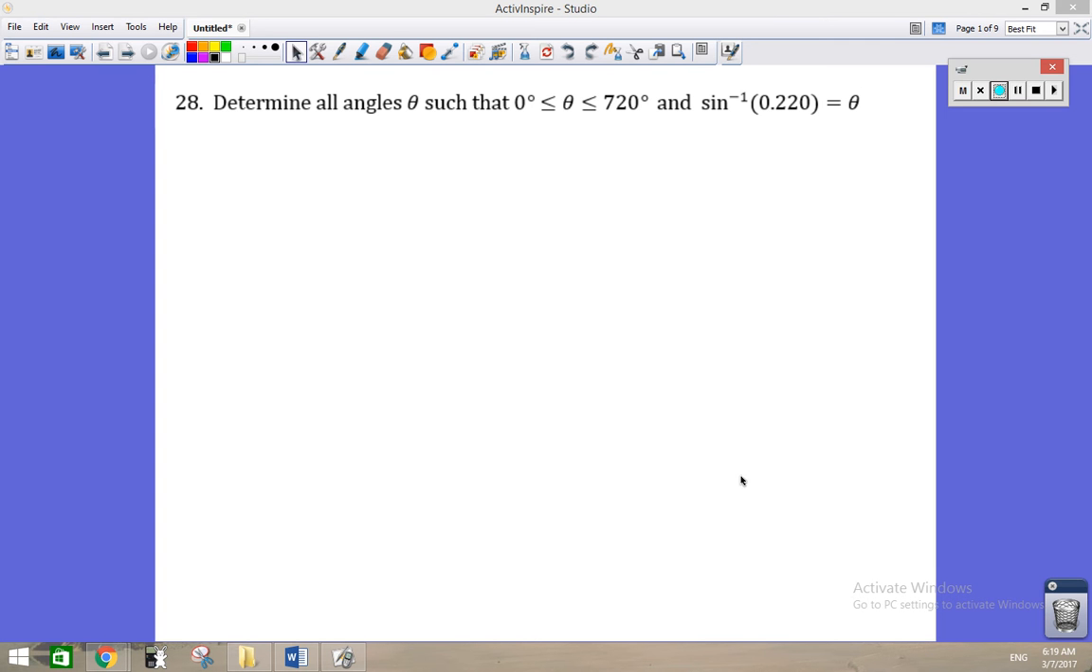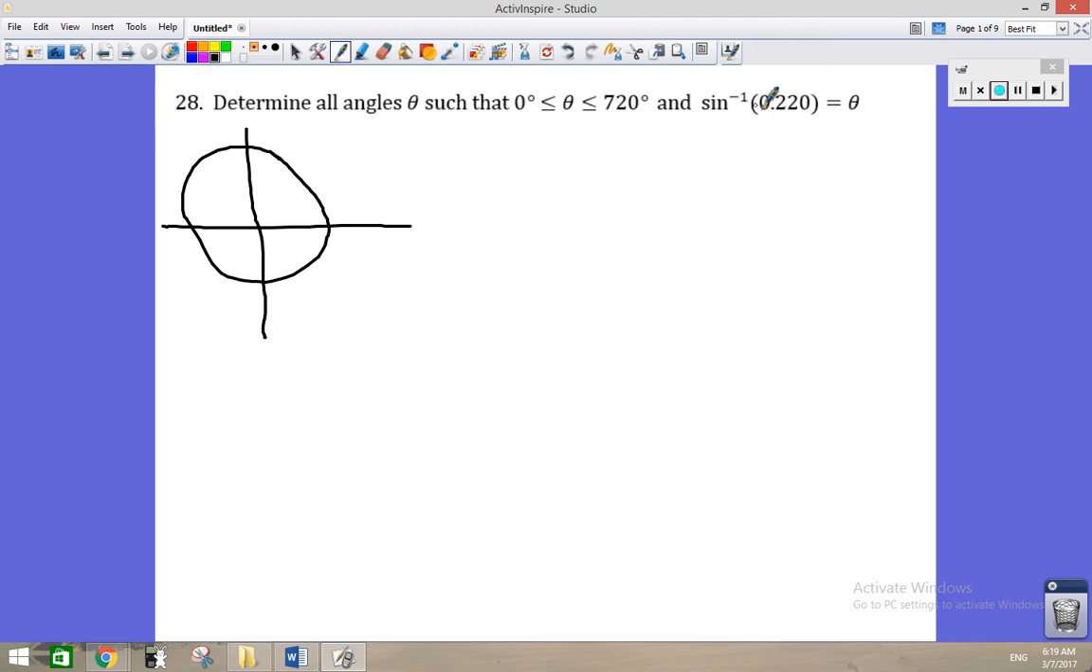Alright, so let's take a look at this problem. There's infinitely many solutions to this inverse sine equation. They only want us to find the solutions that are between 0 and 720. I know that on the unit circle there's two values that have a y-coordinate of 0.220.